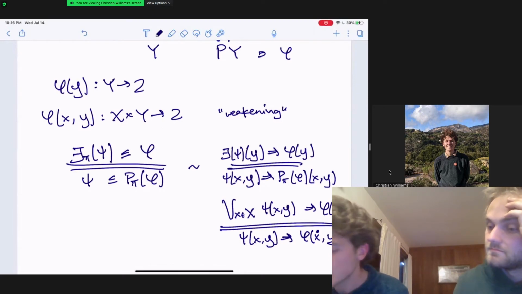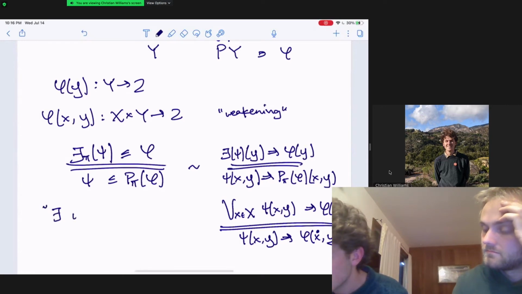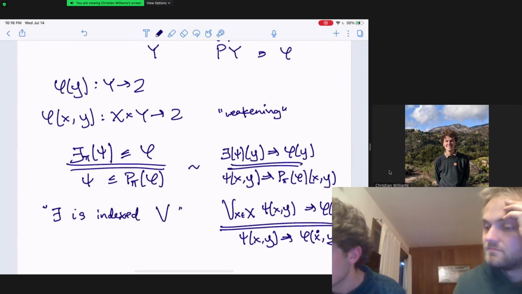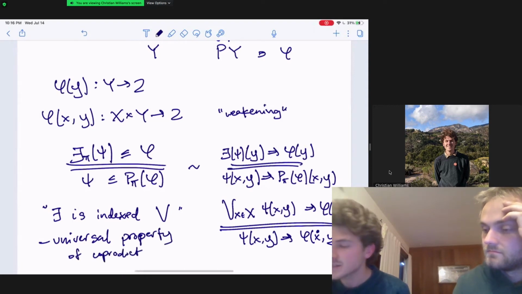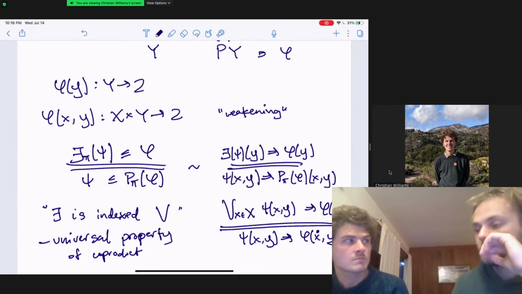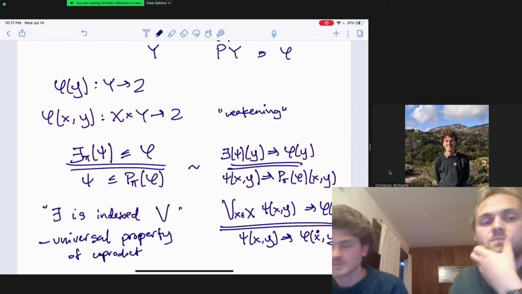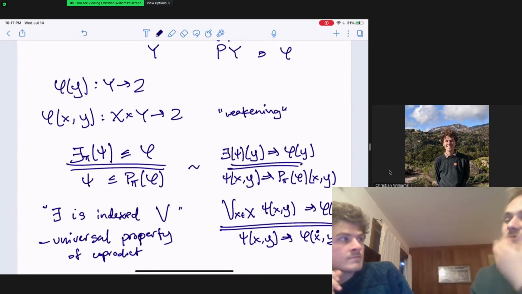Yeah. So it's really just like exists is a big indexed or. Universal, and then the adjunction is literally just the universal property of coproduct, because coproduct in a poset is just joins. Okay. Cool.